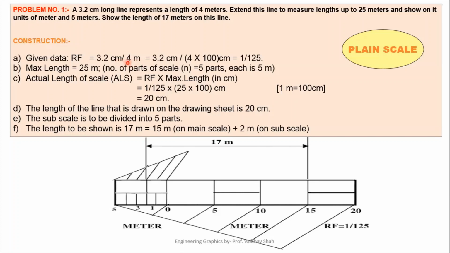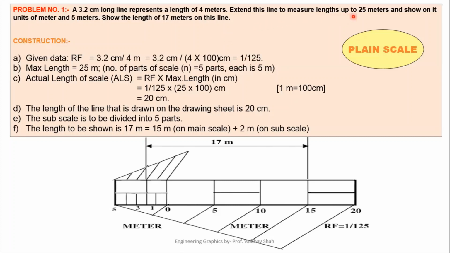So we'll be converting into the lowest unit, which is centimeters. We'll be trying to convert this meter into centimeter. So now 1 meter is equal to 100 centimeter. So we will convert this meter into centimeter by multiplying it by 100. So it is 4 into 100 centimeters. So after solving this example, we'll be having 1 by 125, which is nothing but our representative factor.